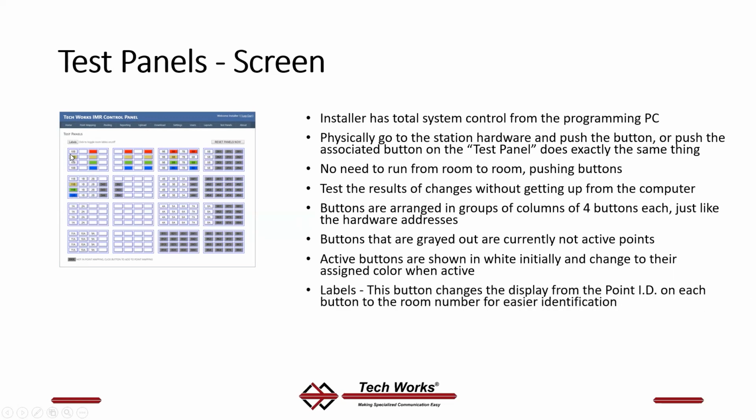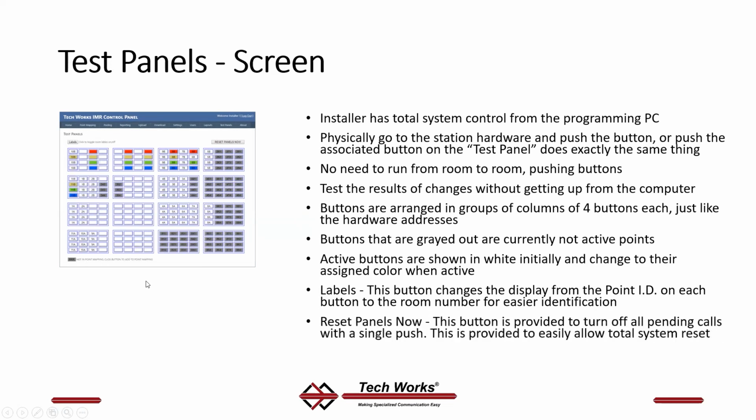Labels. So you see how this button has a number on it? That's the room number that you gave to this in the point editing. If you'd like to know the address of this, you click the label button and it will change this to the address of the point. Sometimes that's helpful.